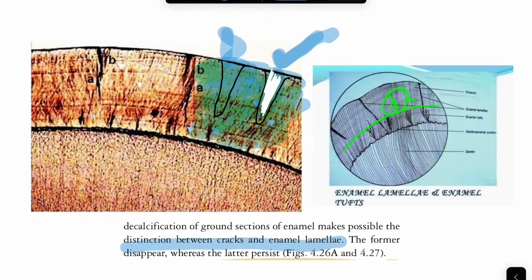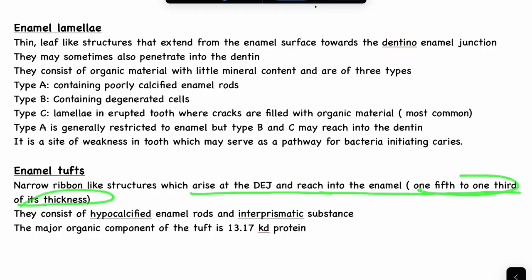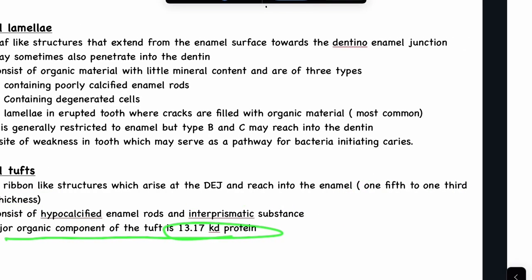There's one major organic content they have, called 13.17 kd protein. This is one of the major organic components of the tuft. They are narrow ribbon-like structures, which describes what they look like. They arise at the dentinoenamel junction and reach into the enamel 1/5 to 1/3 of its thickness. They consist of hypocalcified enamel rods and contain interprismatic substance. The major component is 13.17 kd protein.